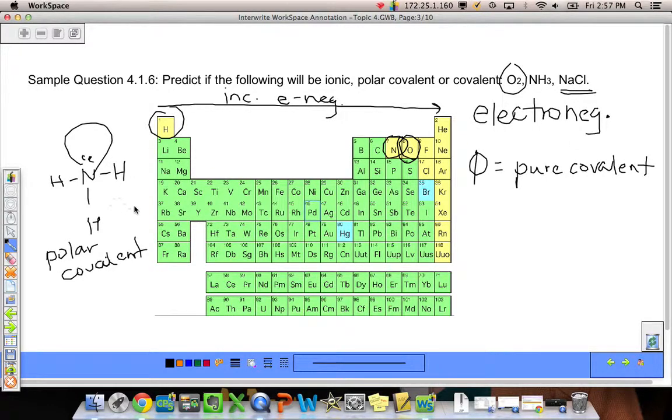NaCl, I have a metal bonding to a nonmetal. They're very different electronegativity values, and since they are very different, when I subtract them, I'm likely going to have an electronegativity difference greater than 1.8, which means it is ionic. So NaCl is an ionic substance.